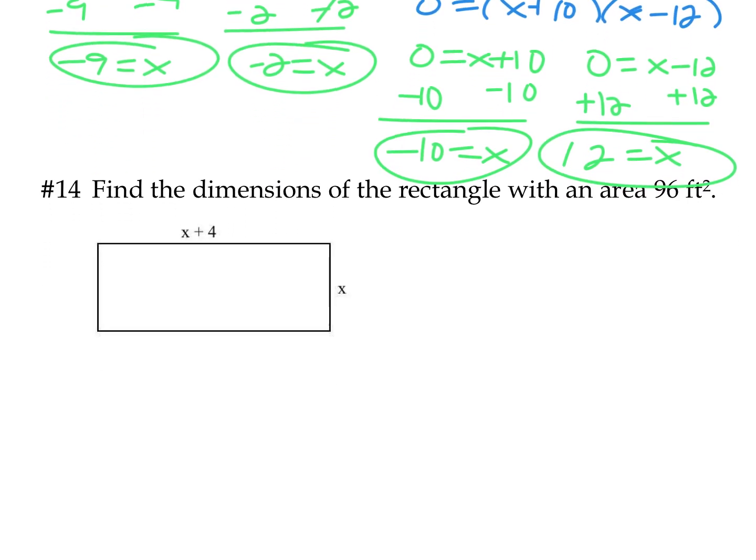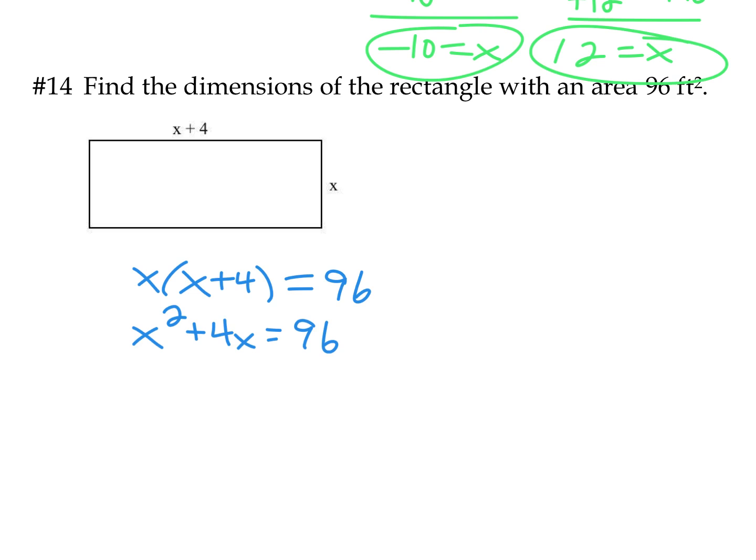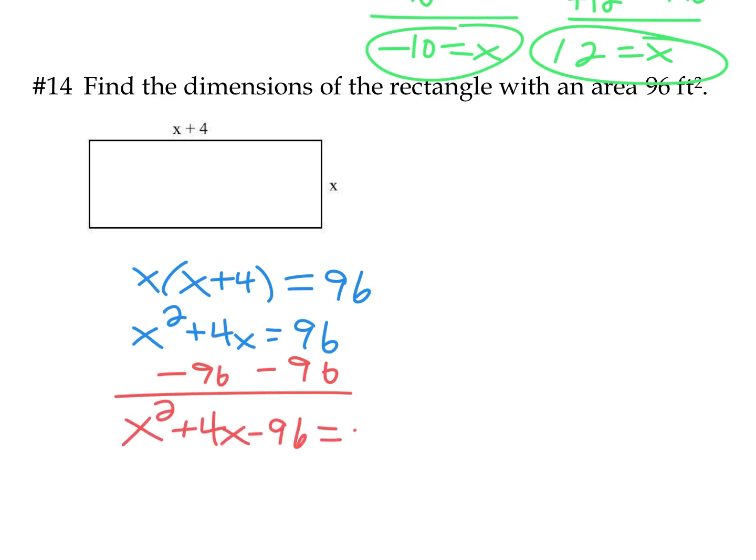This next one, find the dimensions of a rectangle with an area of 96 feet squared. So a rectangle's length times width. So that's going to be x times x plus 4. That's going to equal 96. So that's an equation I can work with. When I distribute that x into the parentheses, I'm going to get an equation that looks like the ones I was solving before, where now I need to get it set equal to 0. So I can subtract 96 on both sides. I get x squared plus 4x minus 96 equals 0.